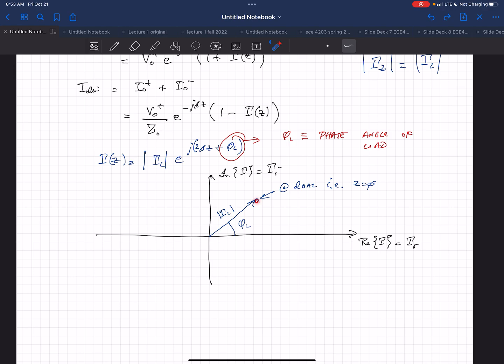It's starting at this point at the load. As I walk away from the load, this phase angle is going to start changing. But the amplitude won't change. So I'll be along this circle, where the radius is gamma sub L, and this is going to start moving in a circle. So as I'm moving away from the load, that's what my reflection coefficient is going to do. The line reflection coefficient is just going to start walking along.